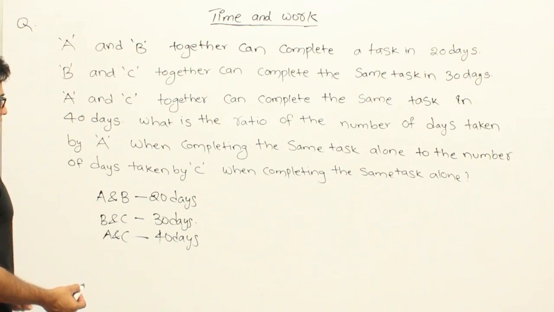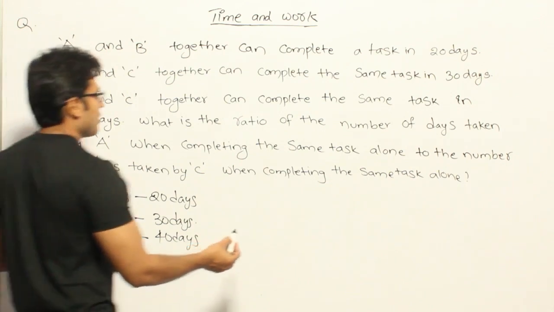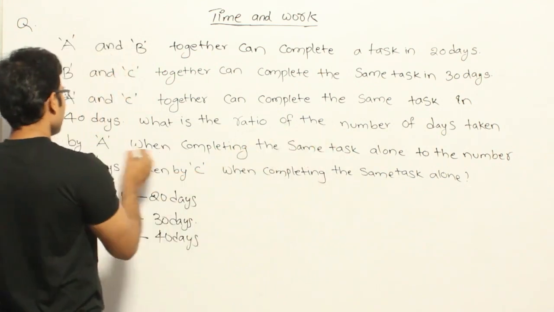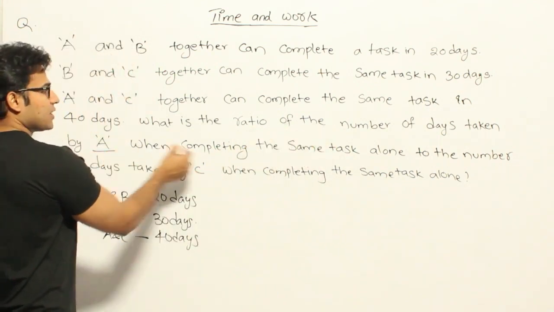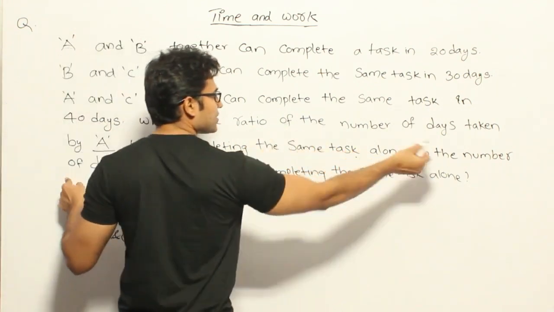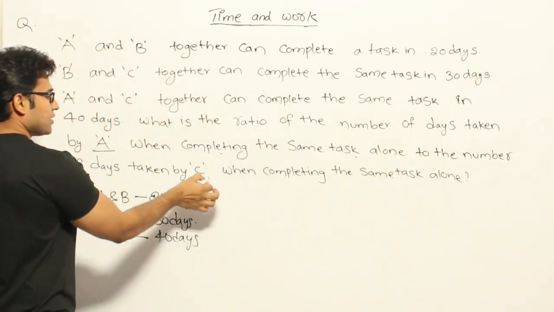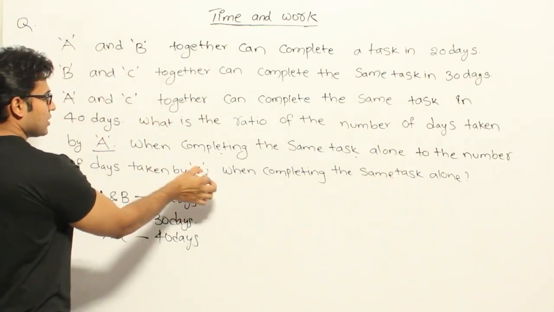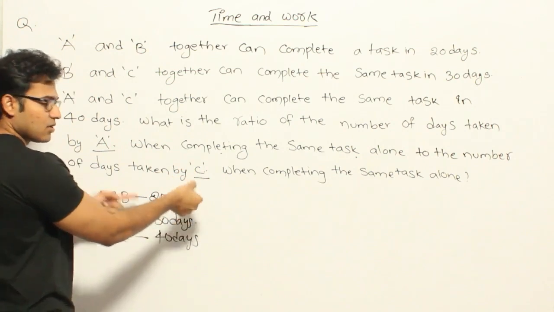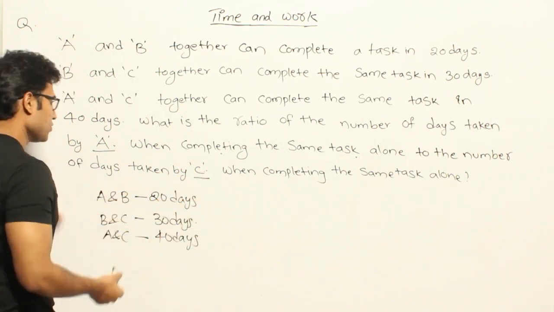Now they are asking us to find the ratio of the number of days taken by A when completing the same task alone to the number of days taken by C, which means we have to find the A and C days alone and then find the ratio.